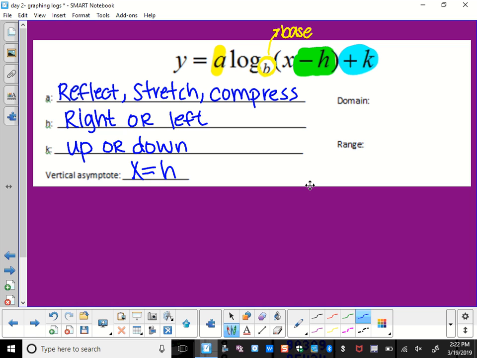Your domain for logs is going to be your asymptote to positive infinity, or negative infinity to your asymptote, because we're going left to right and we have a vertical asymptote. And my range is going to be all real numbers, which is negative infinity to positive infinity. Any questions on my transformations? Hopefully we remember those and we study the positioning of things so we know how to describe our graph.